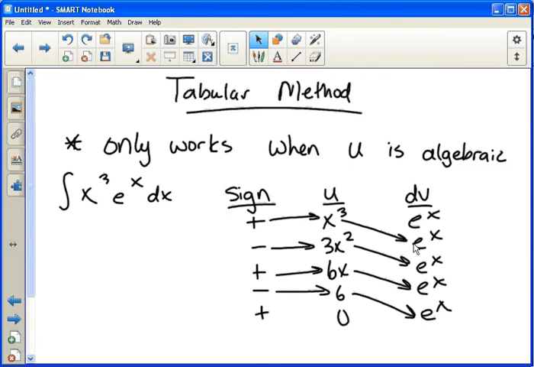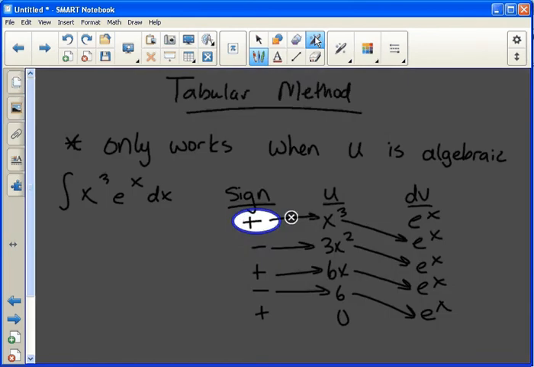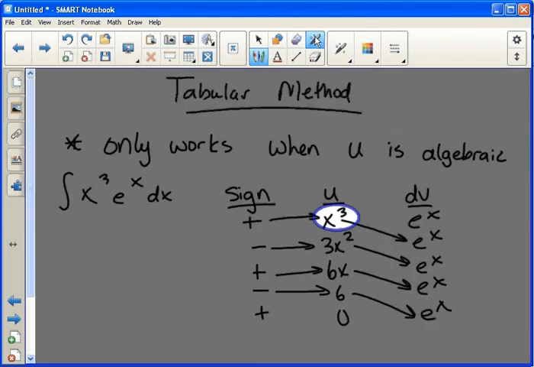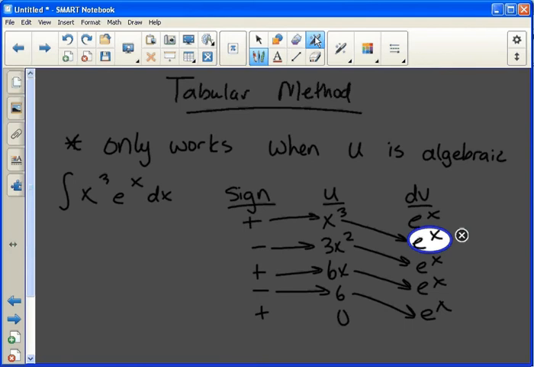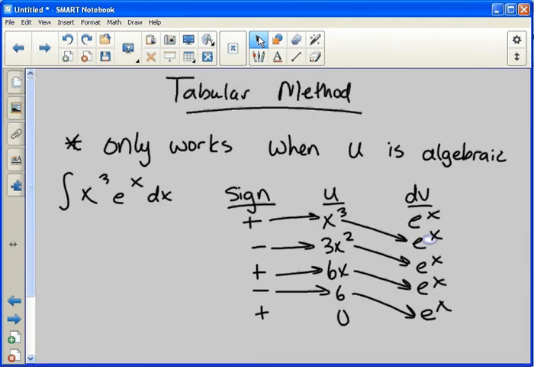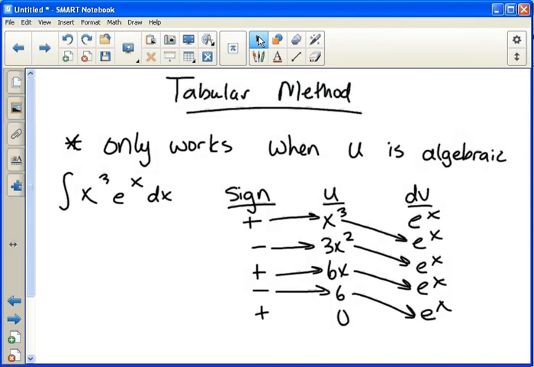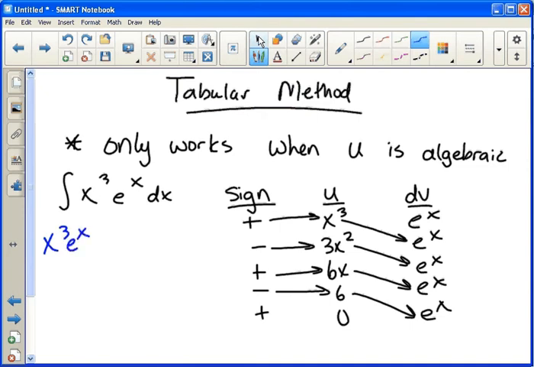So our first term is a positive x cubed times e to the x. I'm just following that line right there. So positive x cubed times e to the x, so x cubed e to the x. And then I have a negative 3x squared e to the x. Then I have a positive 6x e to the x. Then I have a negative 6 e to the x, and always remember to put plus C on the bottom.